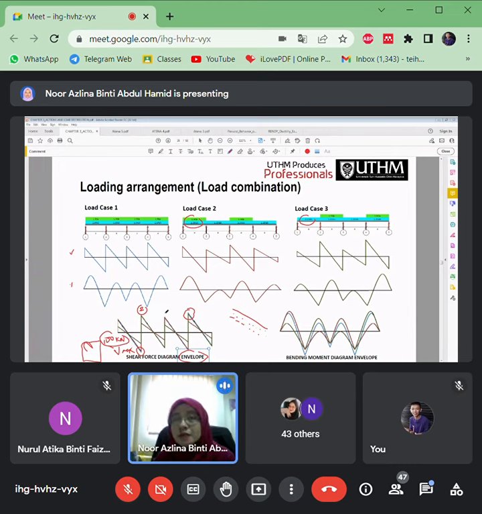Might be there's another method that is more detailed, because you want to go for economics. Mana yang low shear, you will provide fewer numbers of links.